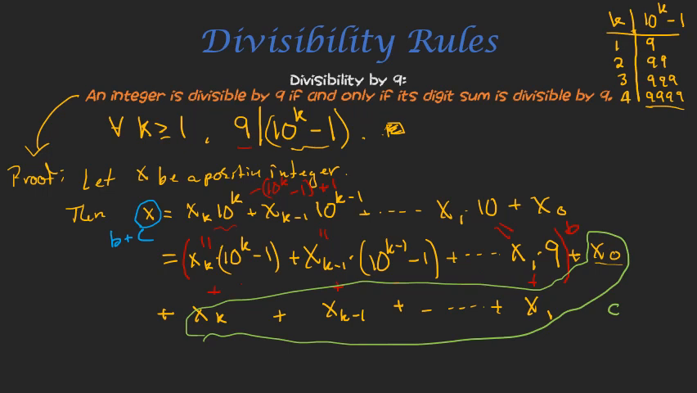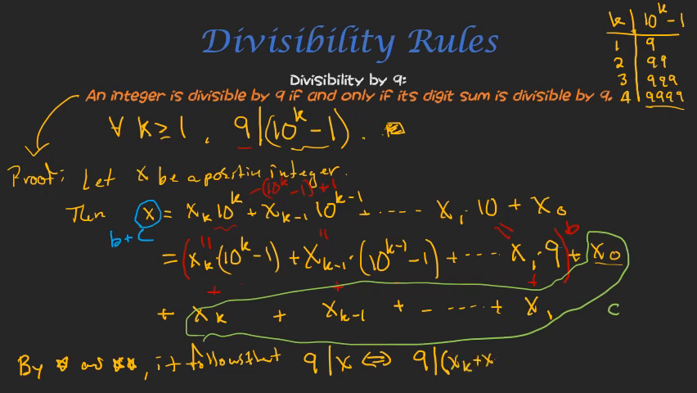So I have x written as B plus C. I know that 9 divides B. So since 9 divides B, and using star and double star, it follows that 9 divides x if and only if, so we'll use star in one direction, double star in the other direction, like we did in the last one, 9 divides this sum, xk plus x k minus 1 plus ... plus x1 plus x0. So that is the digit sum.